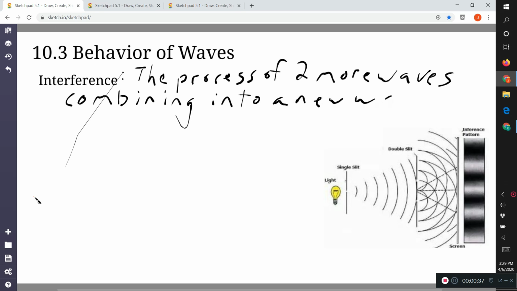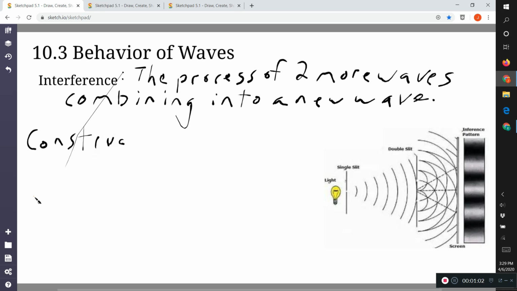So you can actually see this in your house right now. You can get a large pan and water and create ripples in two different spots and watch how the ripples combine. And how they combine is called an interference pattern. There are two major types of interference: constructive.